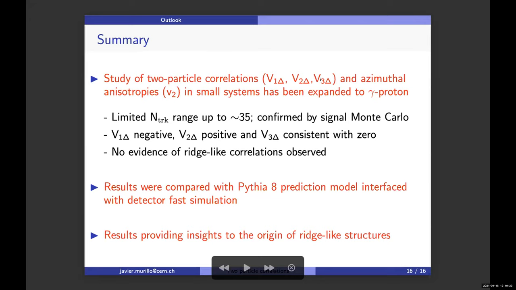Here we measure what we can extract from the limited statistics and acceptance we have, but we measure significant values. We see a very limited track multiplicity, up to 35, that is consistent with the Monte Carlo. We measure B1 that is negative, B2 is positive, and B3 is consistent with zero. There's no evidence of ridge-like correlations, and there is a recent MC reference that is being added to the paper. So the results provide insights into the origin of ridge-like structures in small systems.